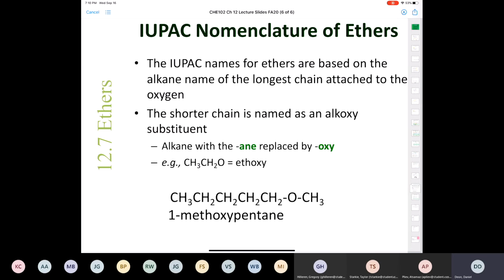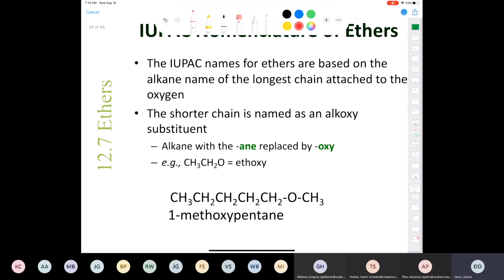You're like, what do you mean by an alkoxy? Well, if you have ethane and you put an oxygen on the end, you get an ethoxy. If you have a methyl and you put an oxygen on the end, you have a methoxy. If you had an isopropyl group like this and you put an oxygen on it, that's called an isopropoxy. If you had a butyl group, 1, 2, 3, 4, and then an oxygen like this, you'd call that a butoxy.